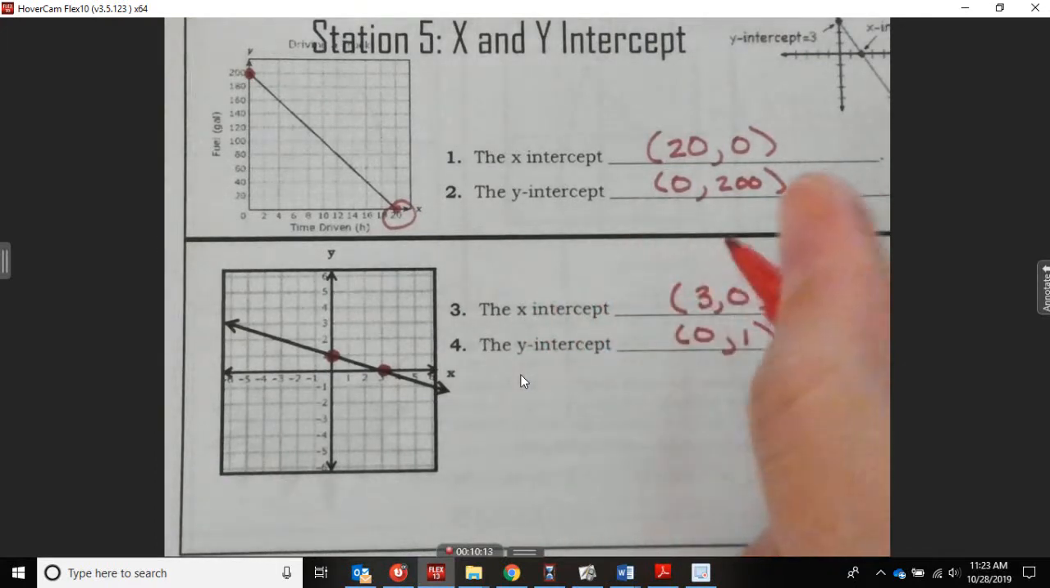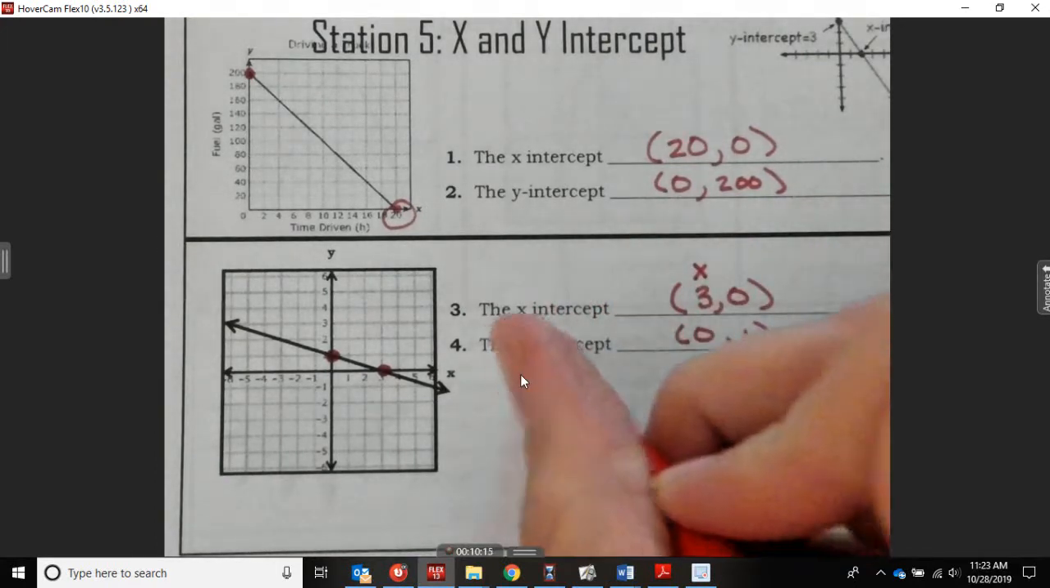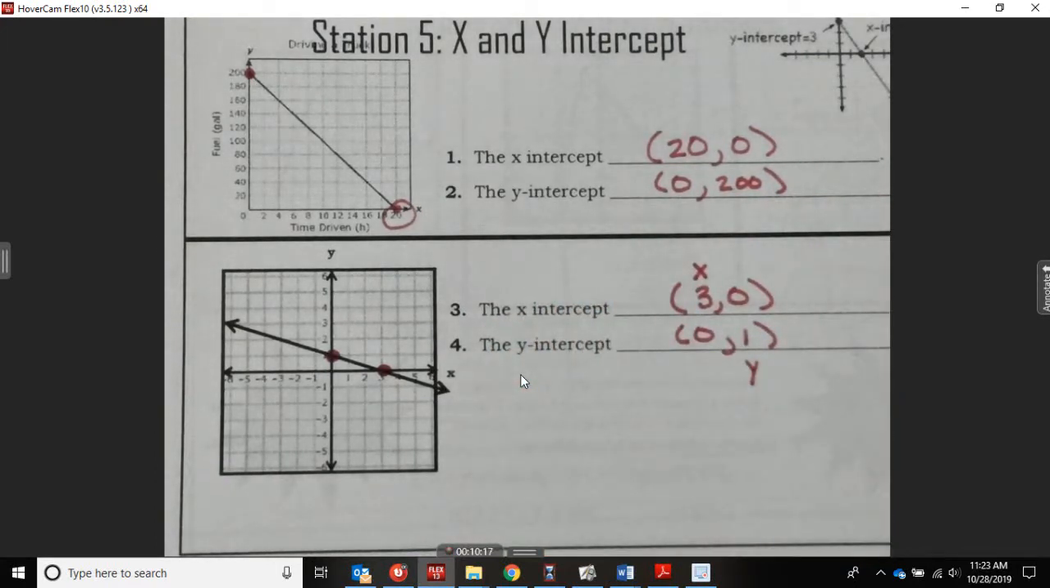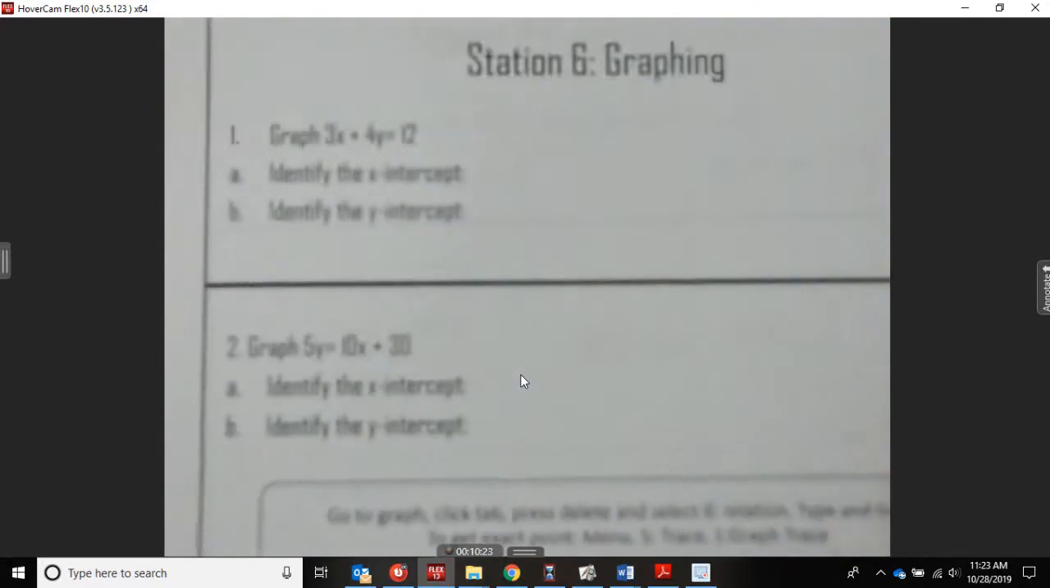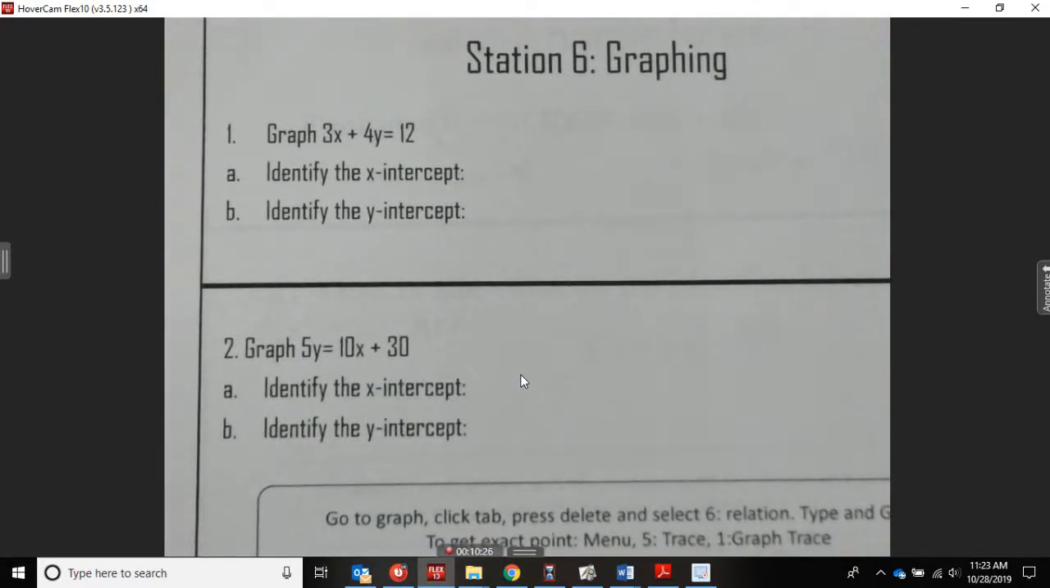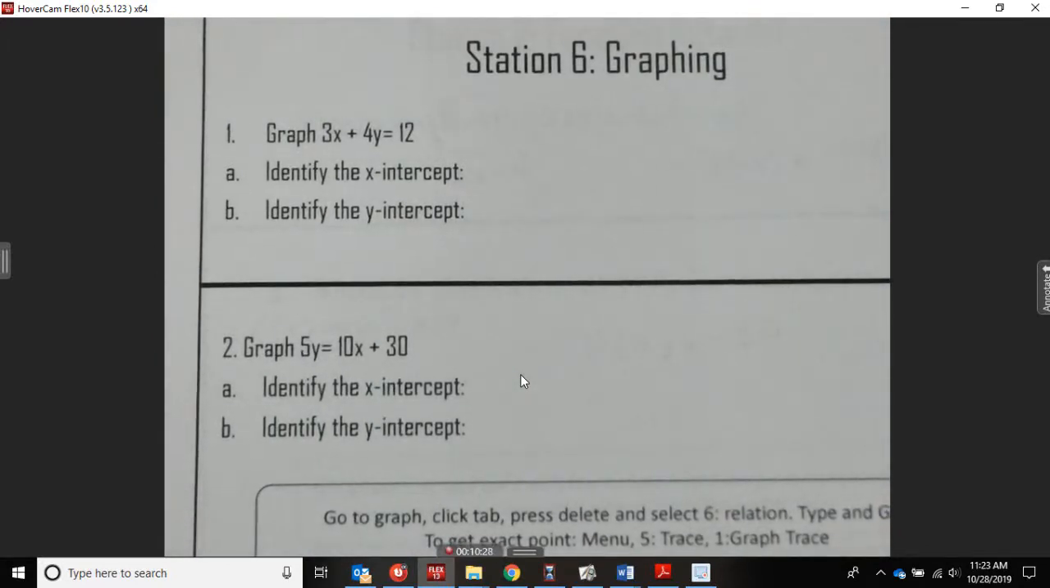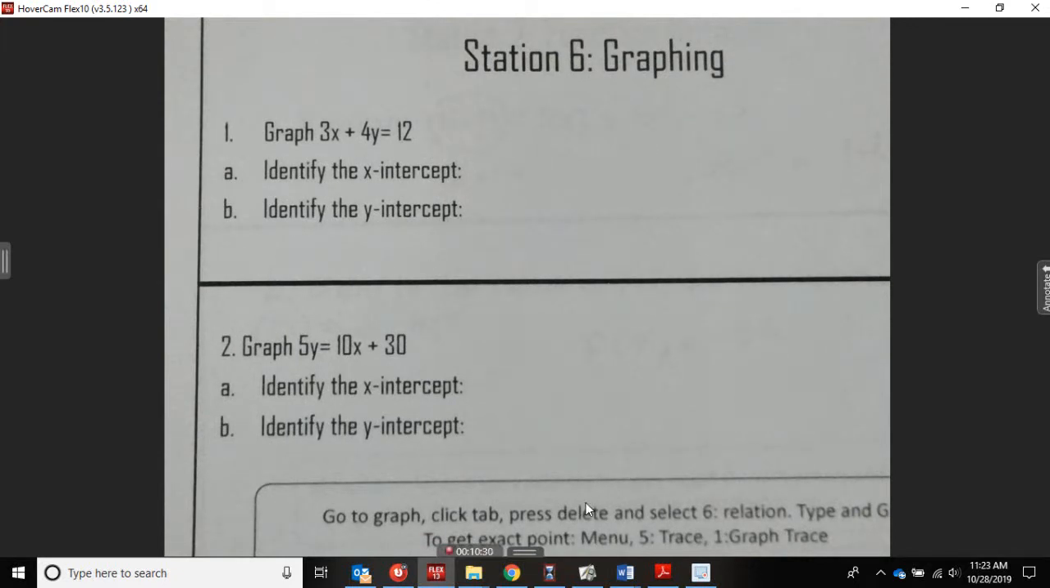So when you have an x-intercept, you have an x value. When you have a y-intercept, you have a y value, and the other number is 0. Okay, station 6 was using your calculator to find the x and y intercepts. And again, it gave you a hint down here as to what to do.